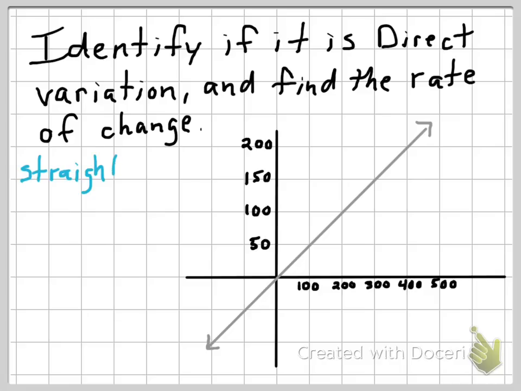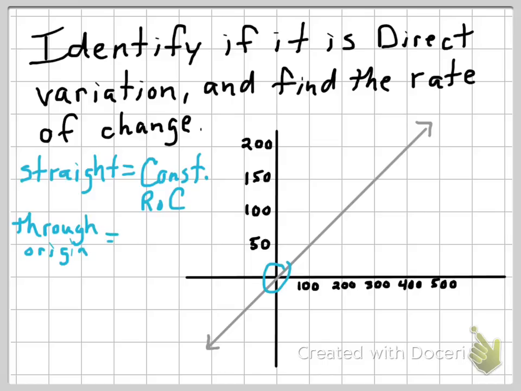Okay. First, is it direct variation? If it's a straight line, it has a constant rate of change. It's straight, so it does. If it goes through the origin, it's proportional. So a straight line through the origin is direct variation. So this is a direct variation equation.